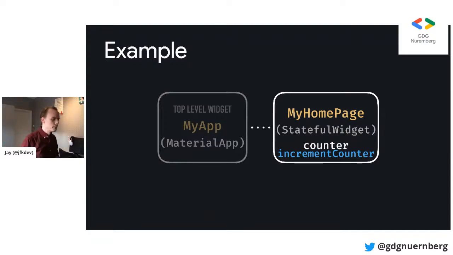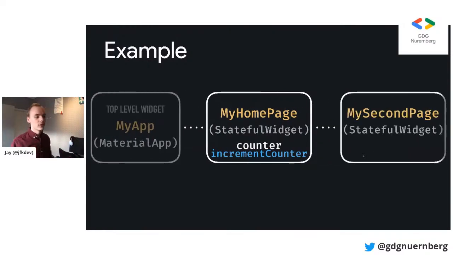Now, my boss comes along and says, oh, great work on the counter app, very unique. We want to have a second page where we display the same counter and we can increment it as well. And then you're like, okay, well, we need to work with different feature requests. Let's make a second page, and now it becomes interesting because we need to pass over that counter and the increment counter function both to our second page.